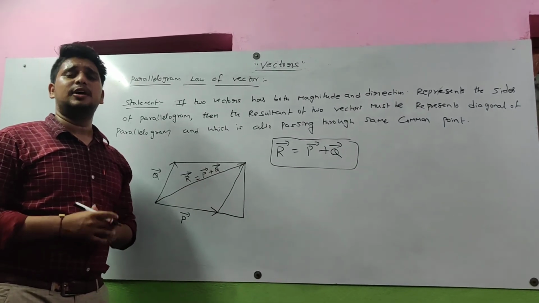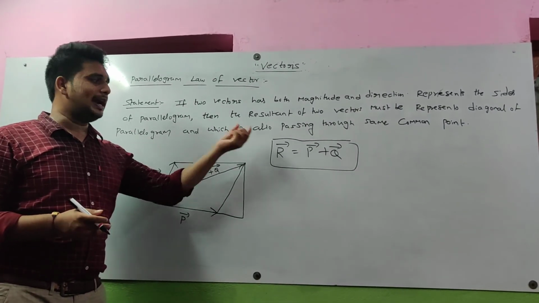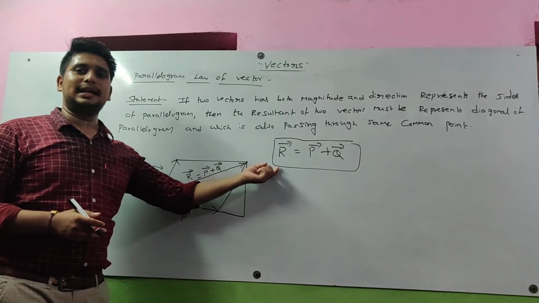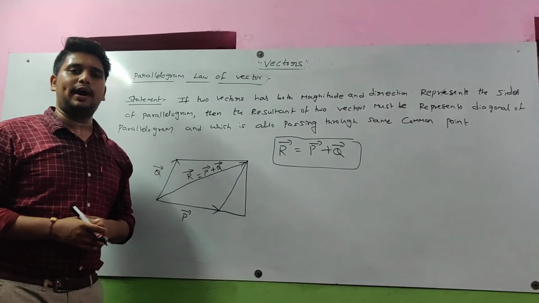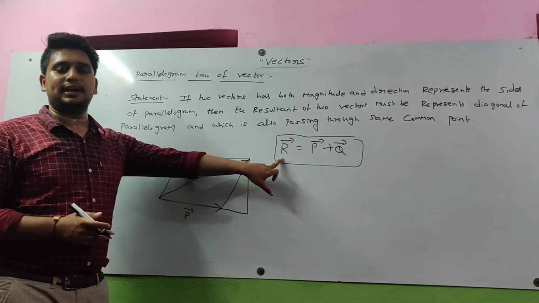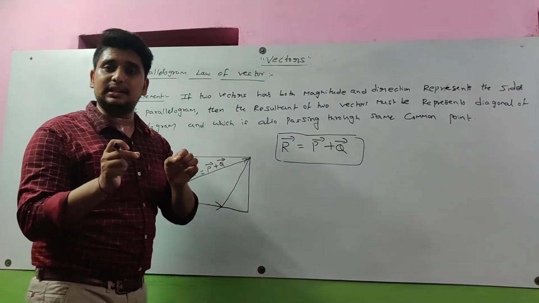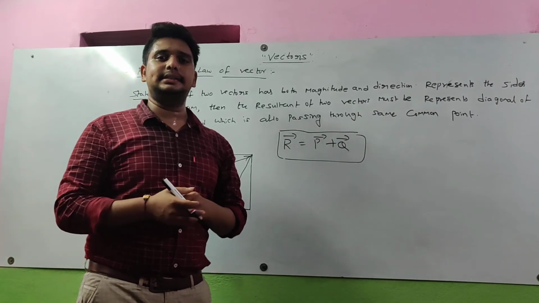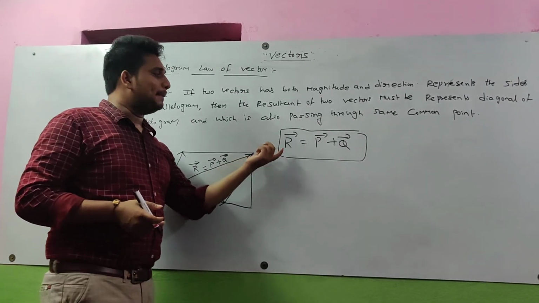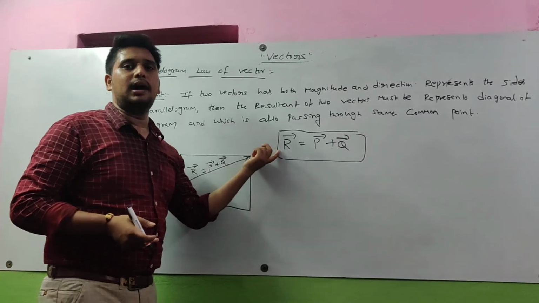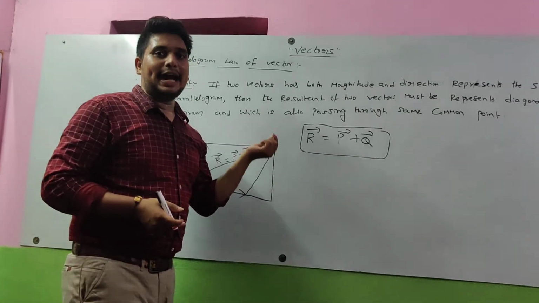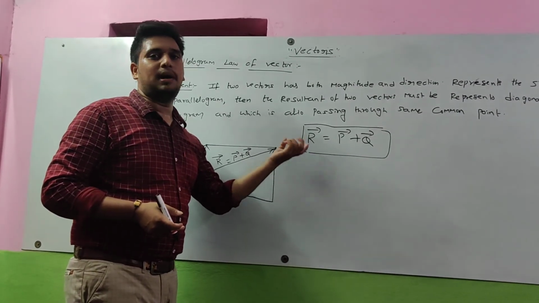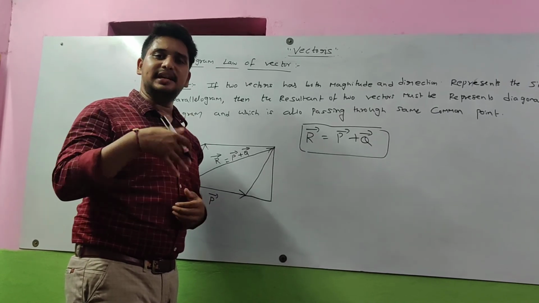In the next lecture we discuss how to find the magnitude of this resultant vector R bar and how to find the direction of this resultant vector R bar, because every vector has both magnitude and direction. We discuss it in the next lecture.